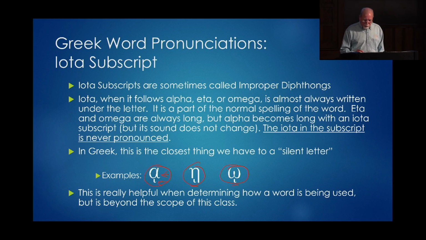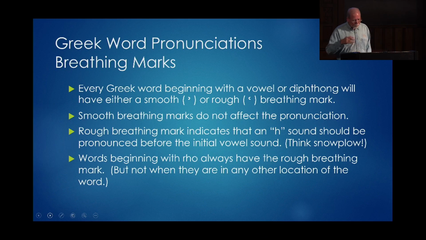It is a part of the spelling of the word, though. It's not like it just doesn't exist or you can leave it off. You really have to have it there. The eta and omega are always long, but whenever an alpha becomes long, and if it's followed by an iota, the iota will subscript. So anyway, you just need to know that that's an iota subscript, and you do not pronounce the iota. And if you get further into Greek, then you'll learn that there's more.